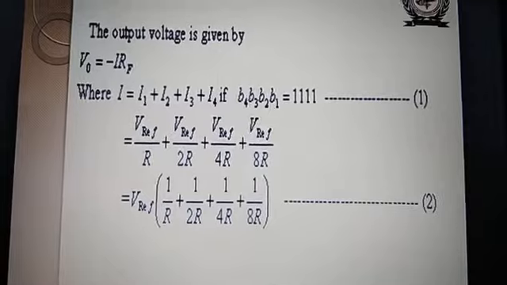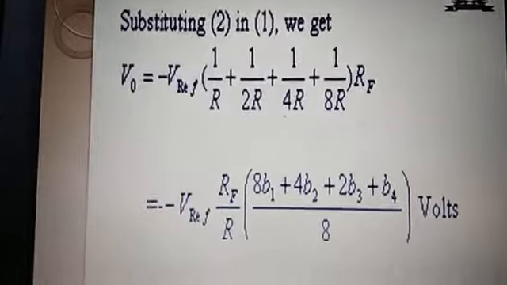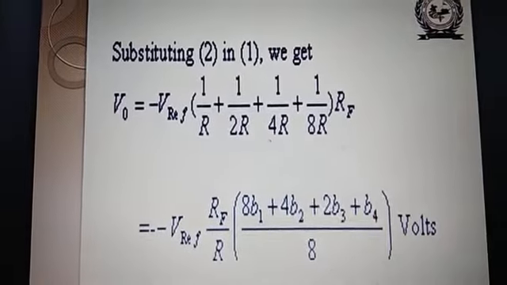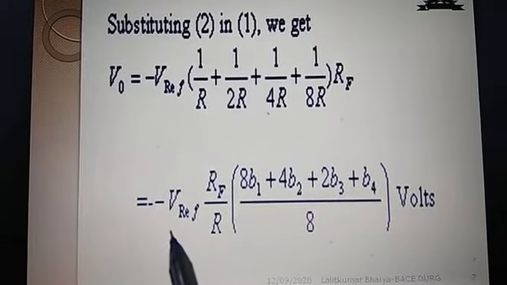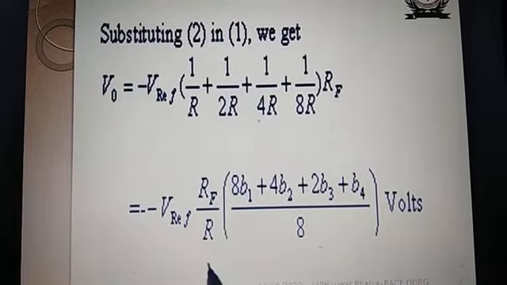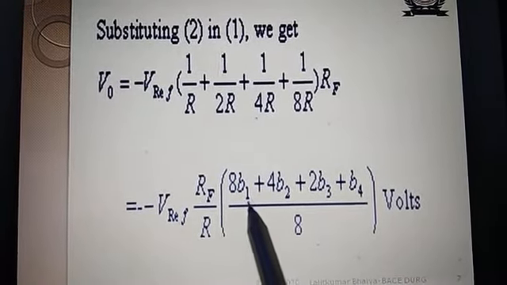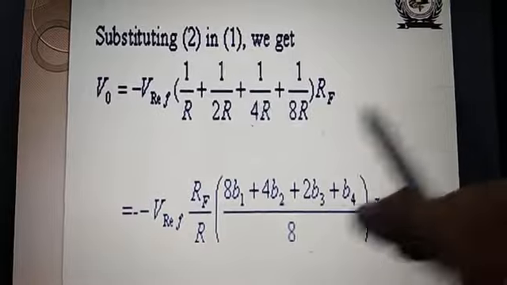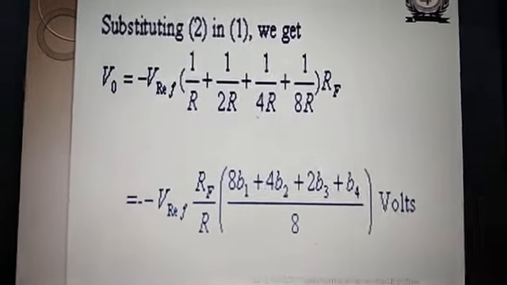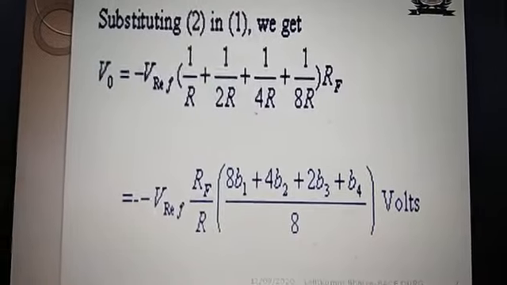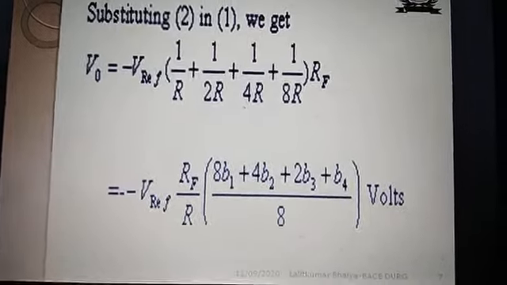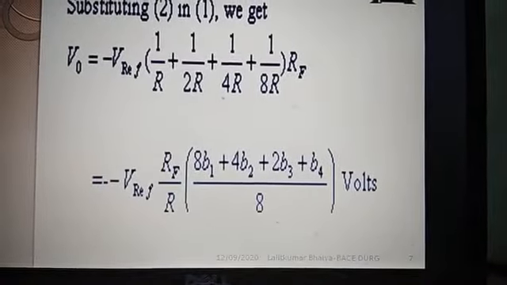As this is shown for 4-bit, you can develop for 8-bit also. This is the output voltage. Here we have put the value of RF, minus I into this RF. So this is minus V reference into RF by R, into 8 times B1 plus 4 times B2 plus 2 times B3 plus B4, divided by 8, where B1 is equal to 1 or 0. Switch is open, then it is 0. Switch is closed, then it is 1.